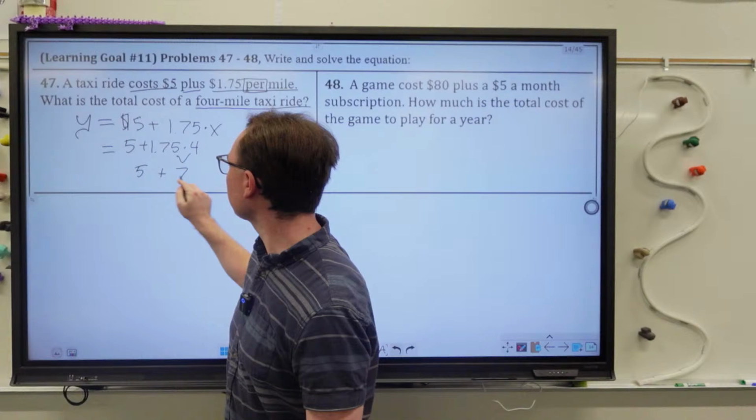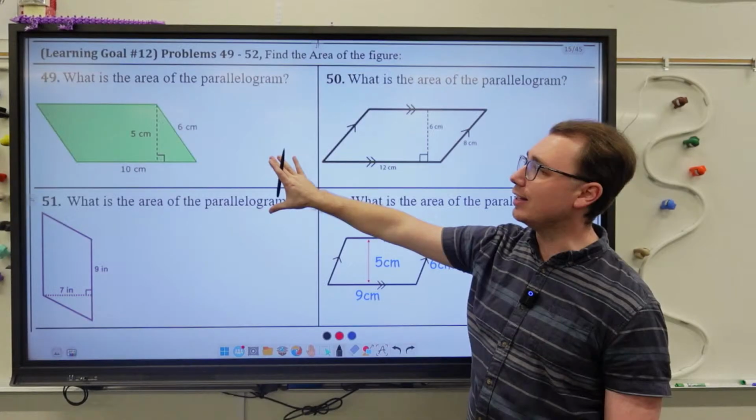We now want to try and explore learning goal 11, where we want to find the area of these 2 parallelograms. Now we know for parallelograms, it's the same equation as if it was a rectangle. All we need to do is multiply the base of this figure times the height of this figure here to find the area of the inside shape.